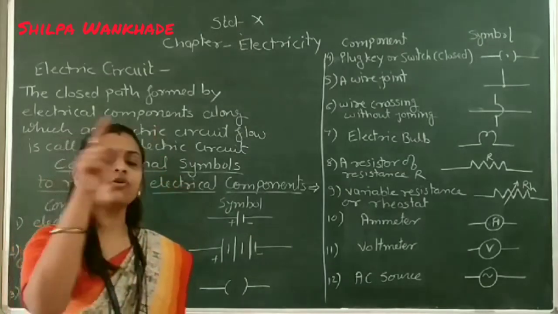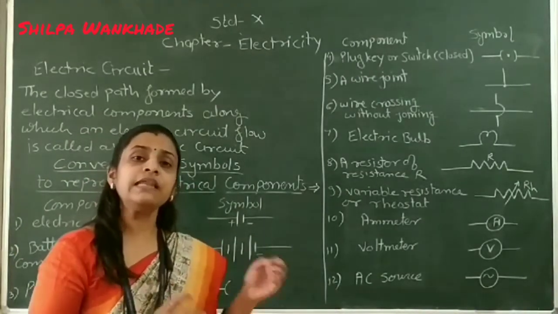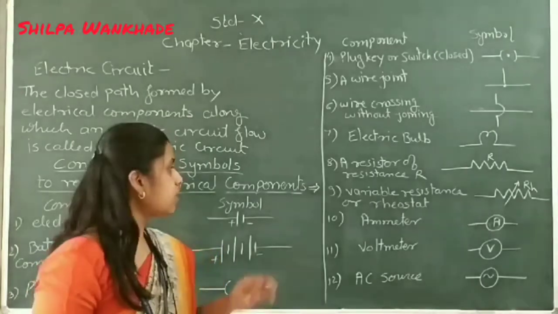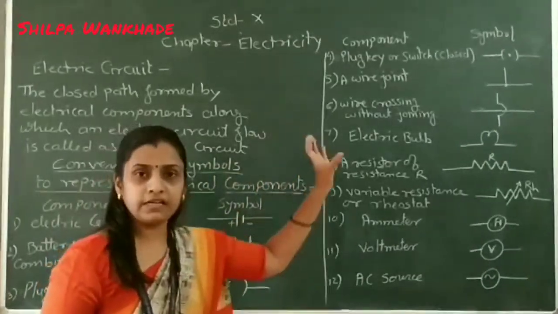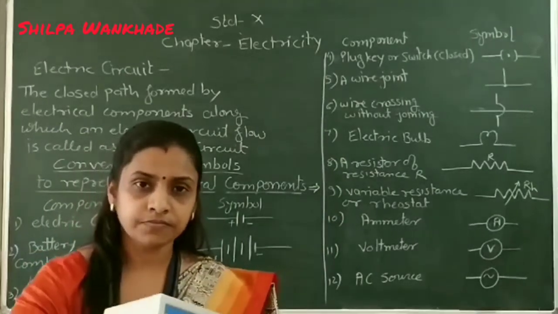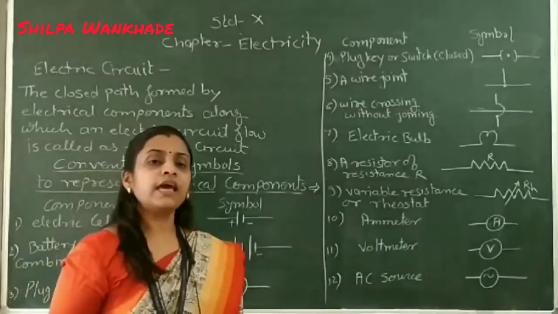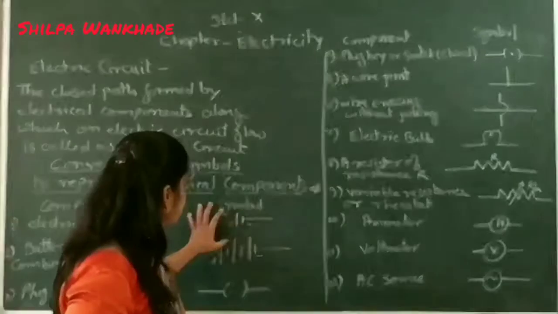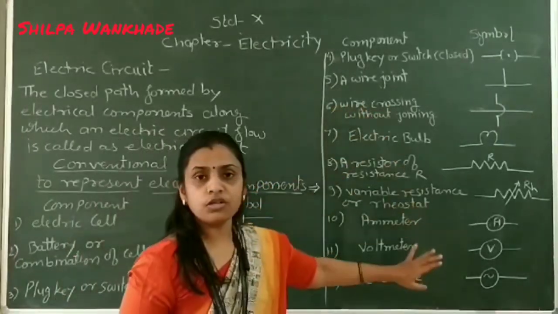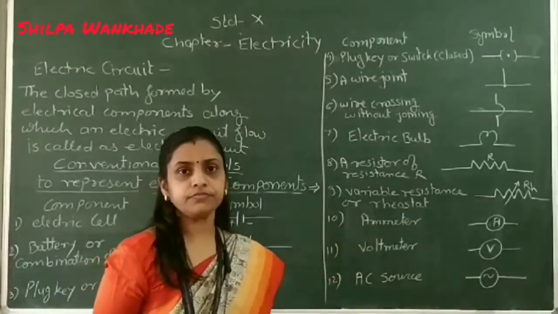Whenever we draw an electric circuit or a circuit diagram of any electric circuit, we do not draw the light as it is or the battery. Can we draw a battery like this in an electric circuit? No. We can use only these symbols to represent these electrical components.